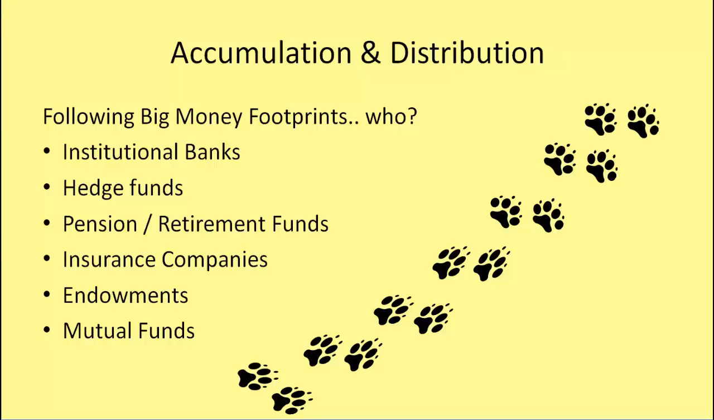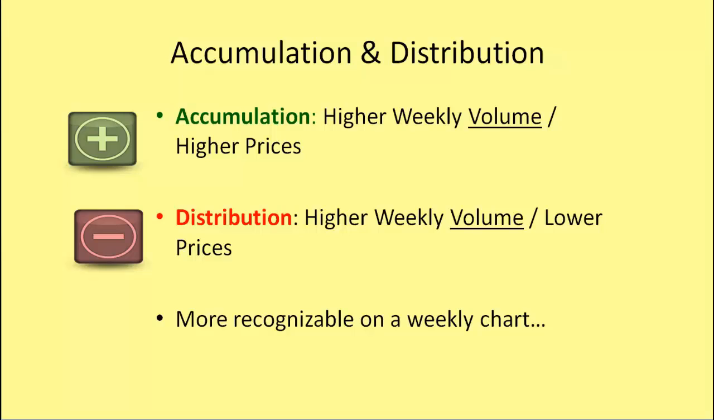Now, who is the big money? Who's the smart money? They're large institutions like banks, hedge funds, pension and retirement funds, insurance companies, mutual funds. These are the people that move the price of a stock up or down. And if you're able to identify when they're accumulating and when they're dumping stock, it's going to make you a much better trader. Because retail traders are not the people who move the price of a stock up or down. It's the big institutions.